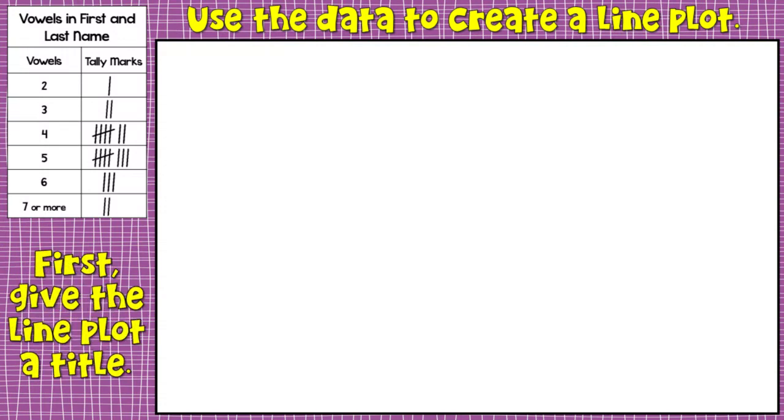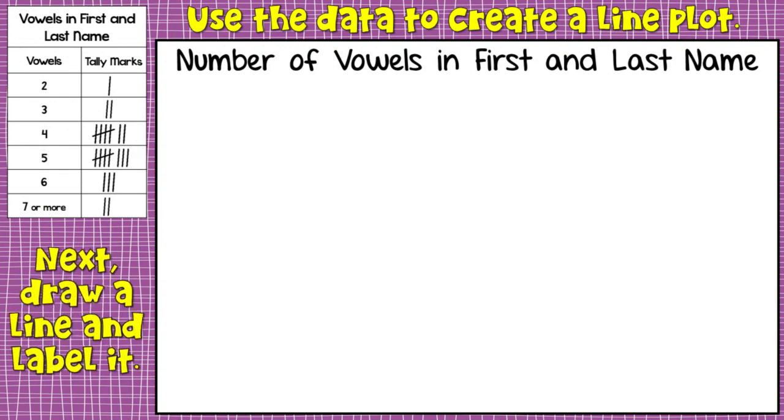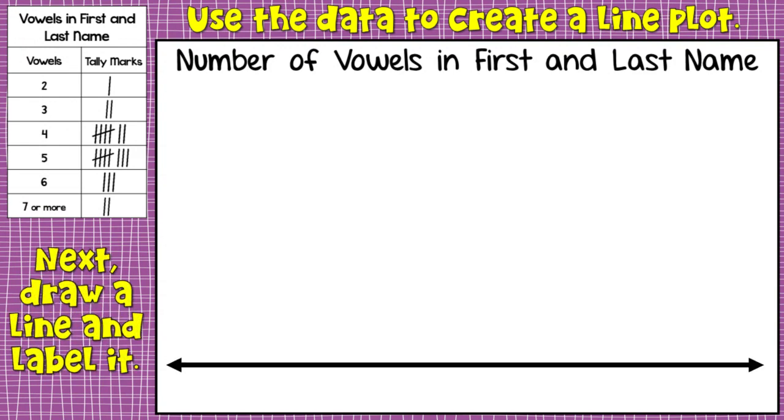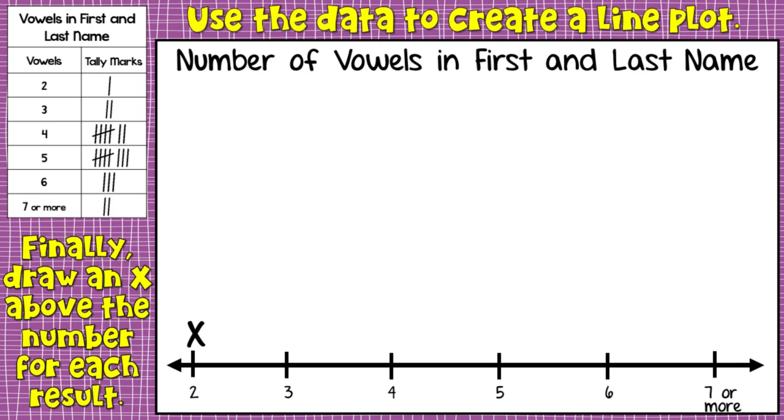So the first thing we're going to do is we have to give the line plot a title. So let's take a look at this tally chart. Vowels in first and last name. Let's call it number of vowels in first and last name. Makes sense, right? Then we're going to have to draw the line and label it. So there's my line. And we're going to label it with all the numbers of vowels. So 2 the whole way through 7. Now there was none that was just 1 vowel. So we're starting at 2. And then we're going to count. There was 1 person that had 2. So we're going to come down here and we're going to put 1 X above that result.